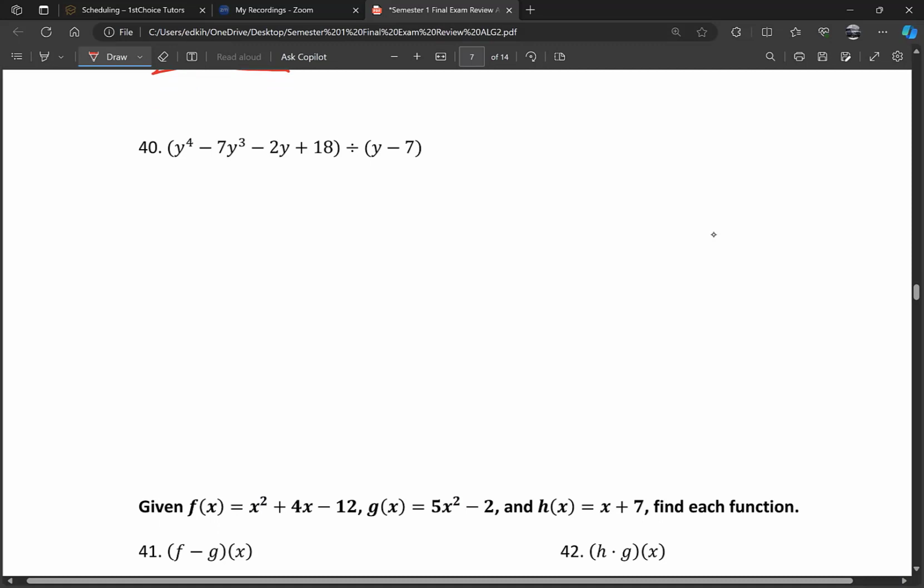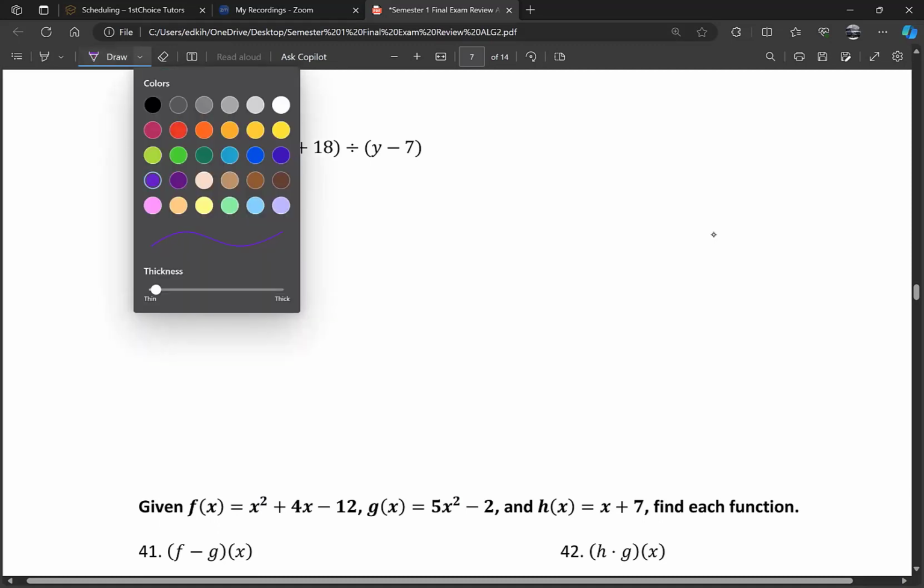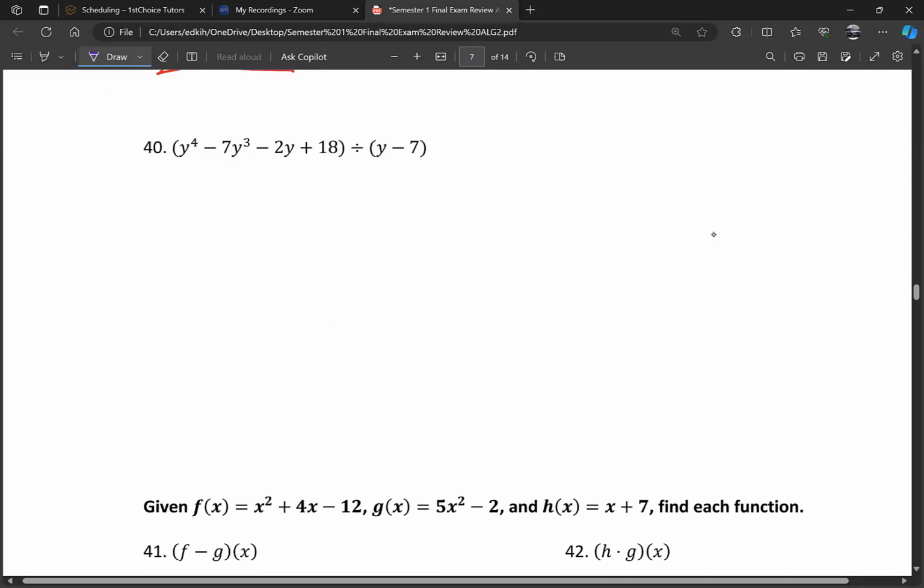So question 40, once again, I'm going to suggest that we use the synthetic division method again. So we draw the L. What in the world are we going to be dividing by out here? Remember, you take your divisor and you have to solve for it. So y minus 7 equals 0. Add 7 to both sides. So we're going to be dividing by 7. And then the coefficients go here. So the coefficient 1, and then negative 7, and then negative 2, and then 18.